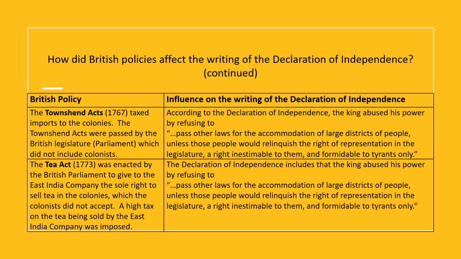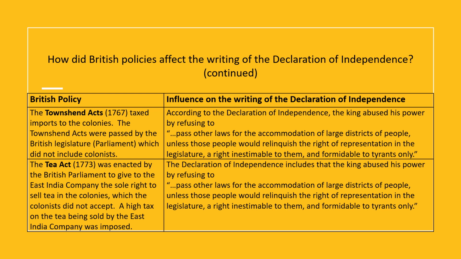This meant that the colonists could not buy tea from any other country or from any other company. And the tea that did come into the colonies was taxed. So the colonists had no choice in the tea that they purchased. And then even without that choice, they had to pay an additional tax on top of it.